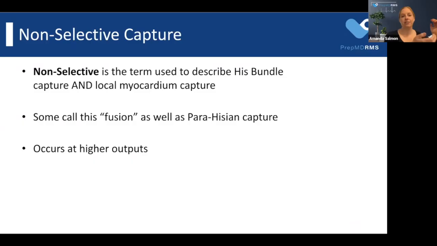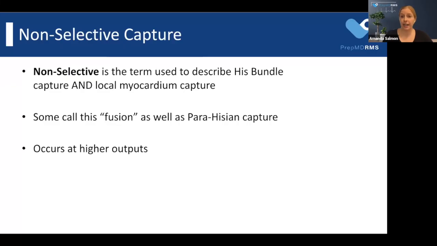So if selective is pure His, non-selective is a little bit of His and a little bit of myocardial capture there. Non-selective is the term that we use when we have pure His, but also a little bit of capture of the tissue around the His bundle itself. Some people, you might hear this being referred to as fusion. You might also hear it being called para-Hisian capture.